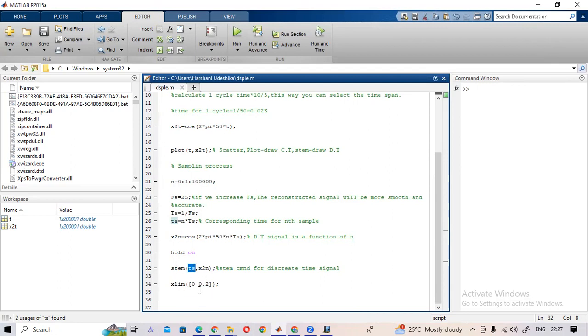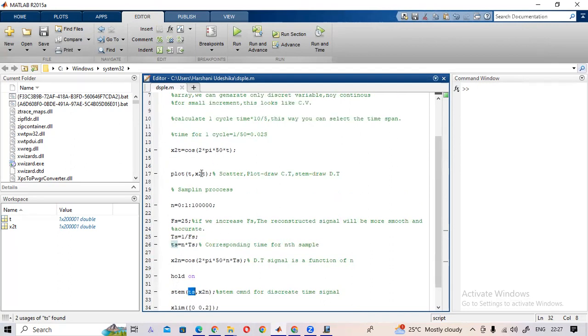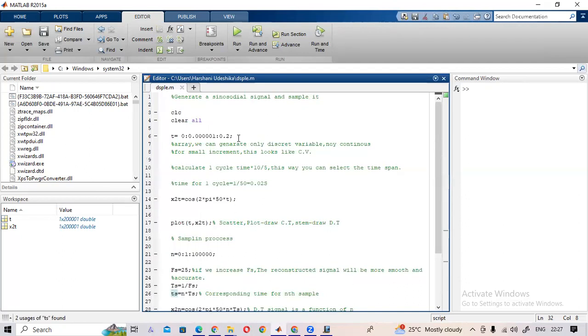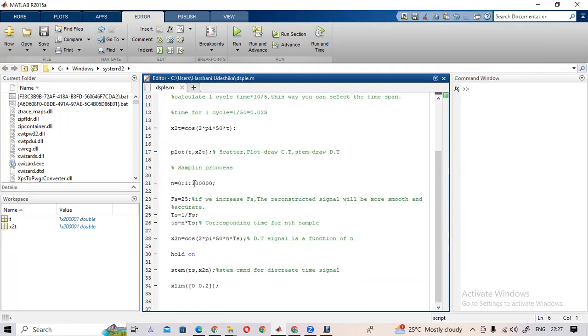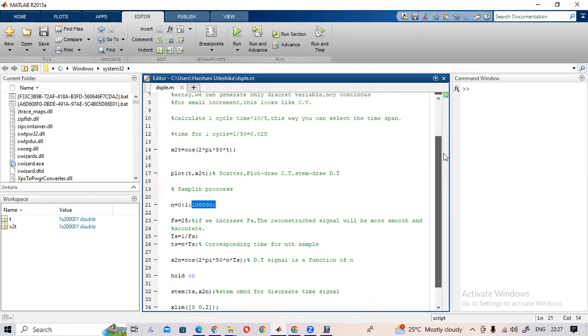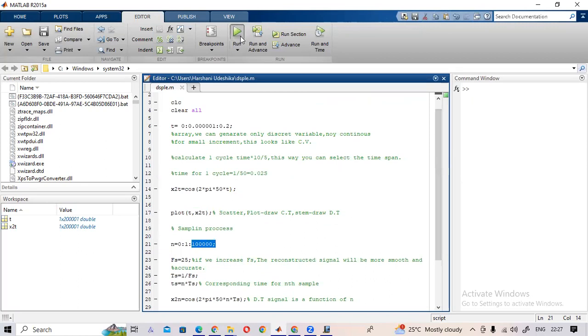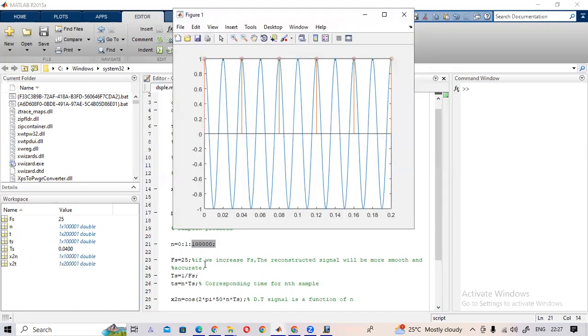Then I limit the x-axis to this time value, so that I can increase the number of samples to any point. It will not affect anything. So if I run this, now I activate the sampling.